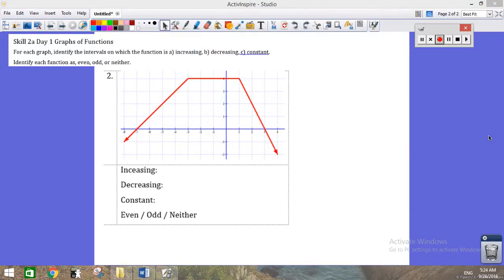Let's take a look at this problem number 2. They are asking us to identify intervals on which the function is increasing, decreasing, or constant. You can relate this back to the idea in Algebra 1 of a slope.